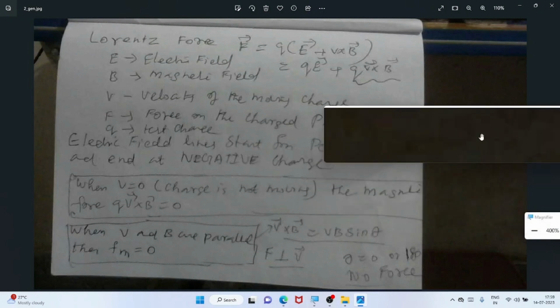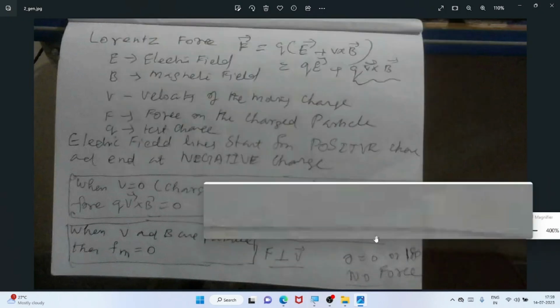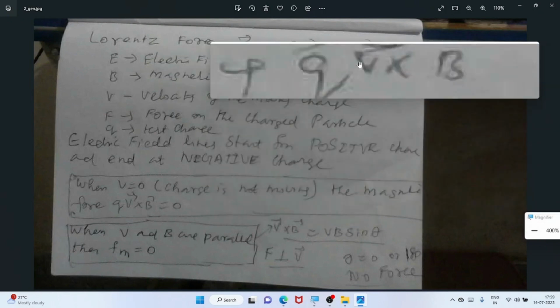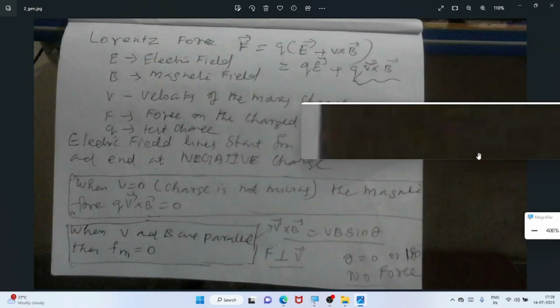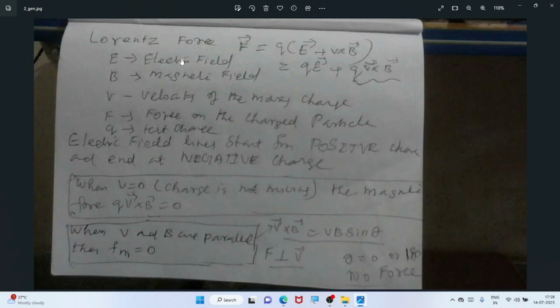The combined force due to electric field and magnetic field on a test charge is given by F = QE + Q(v × B), that is the cross product of velocity and magnetic field. So E is the electric field, B is the magnetic field, v is the velocity of the particle, and F is the force on this charge Q. The electric field starts from the positive charge and ends in the negative charge.